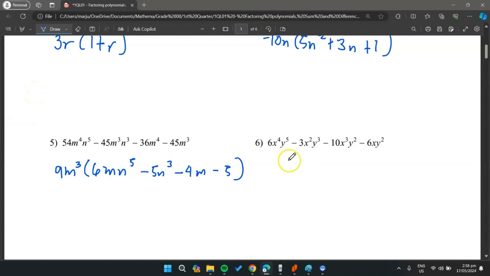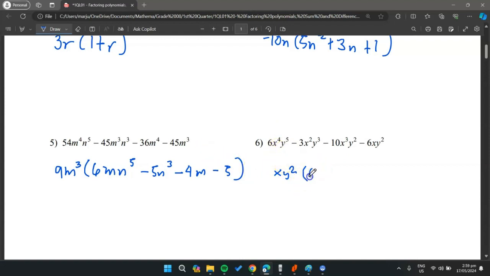For number 6, xy, xy, xy, xy. So basically we have a common factor of xy. Look at x. What is the lowest exponent? We have 1. So we will write 1. What about y? The lowest exponent is squared. So we will have squared. What about the numbers? We have 6, 3, 10, and then 6. Actually, we don't have a common factor, right? Because 6, 3, 10, and 6. Alright. So I think that will be the case.